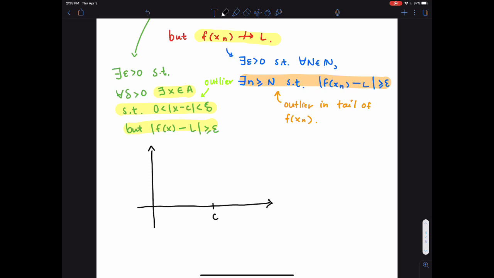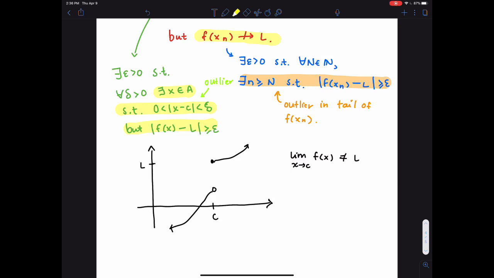So say this is my C value. I'm going to do just a classic jump here. So here's my function, and maybe we were hoping that the limit L was right here. Now in this picture we can see that the limit as x goes to C is not equal to L, which is the assumption that we are making in general when proving the contrapositive of the backwards direction.